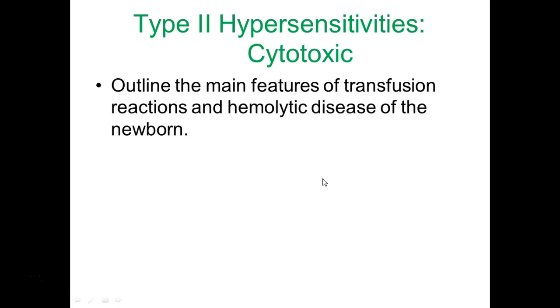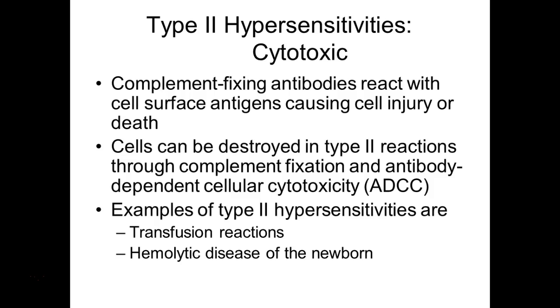So the next is cytotoxic, and we really only found out about this when we started doing blood transfusions and also with hemolytic disease of the newborn. So this is when you produce antibodies against red blood cells. Two things can happen. Those antibodies can activate complement, and remember that MAC complex can destroy the cells that the antibody is coating.